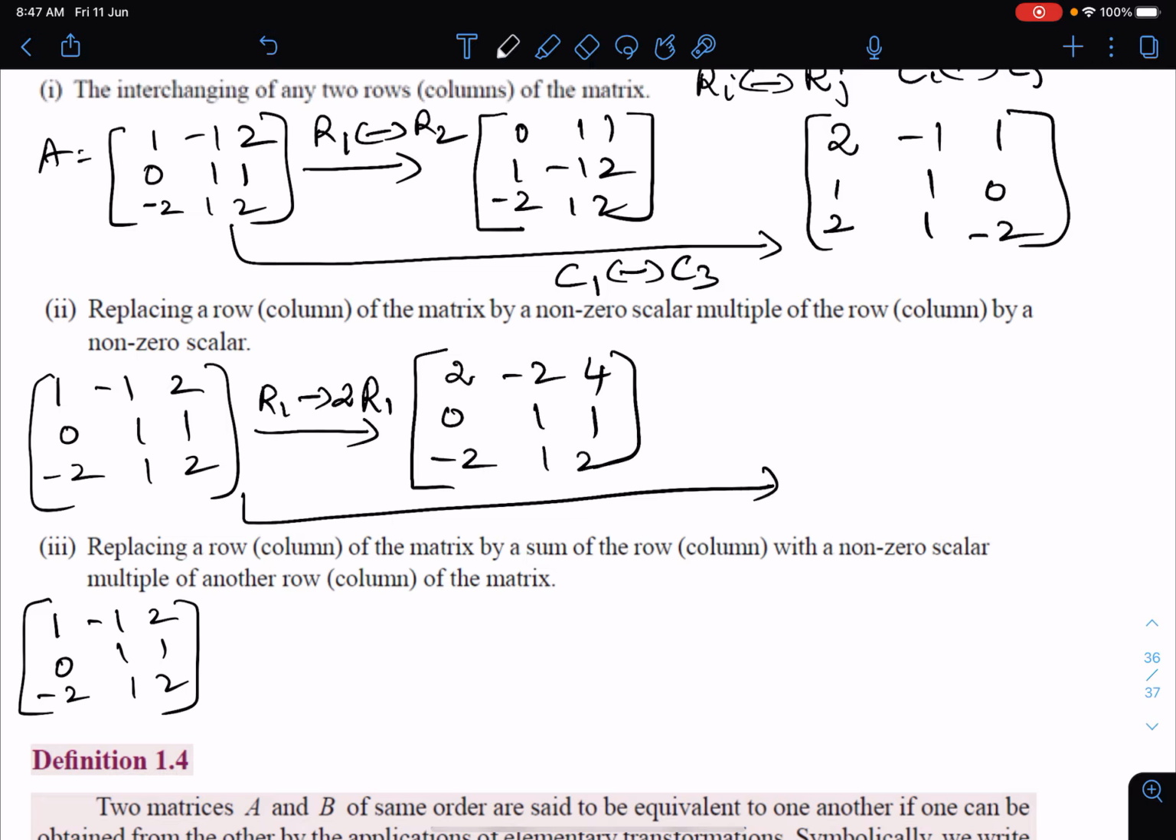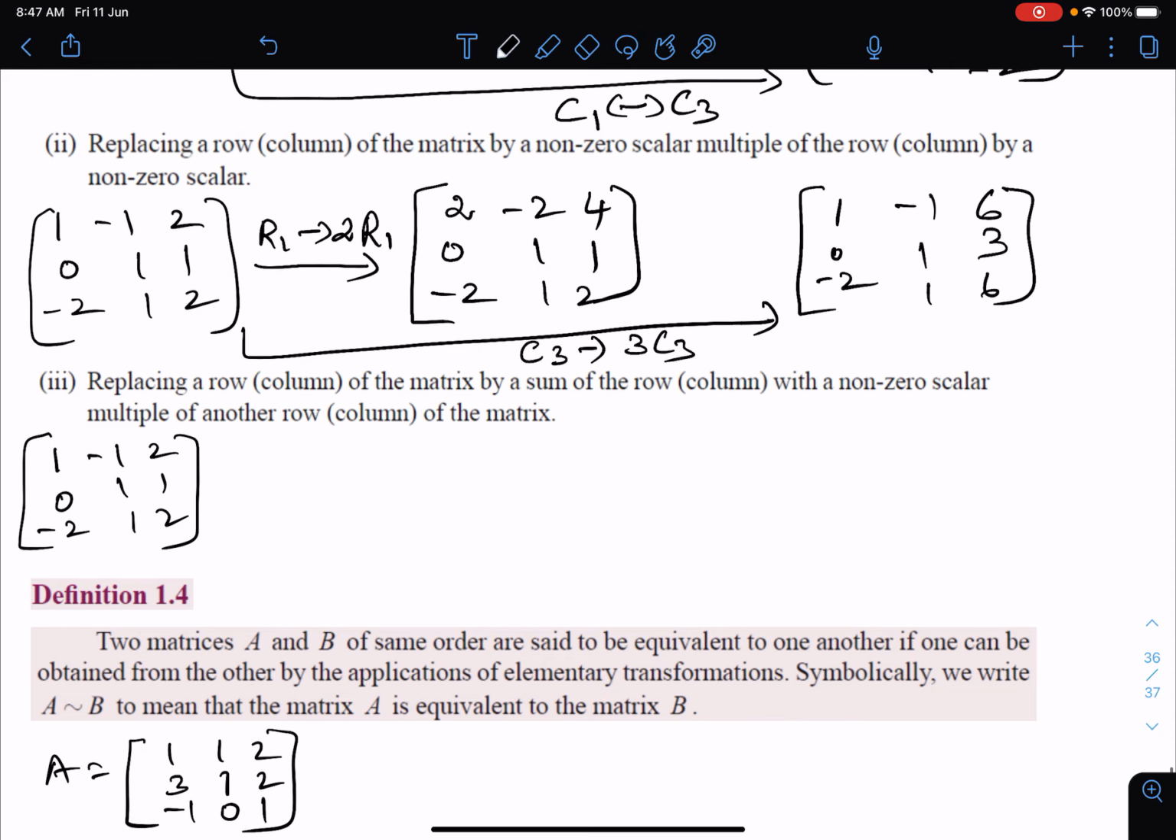If you have to do it with your column, you are going to do it as C3 to 3C3, where your column 1 and column 2 remain the same: 1, 0, minus 2, minus 1, 1, and our third column is multiplied by 3. So 6, 3 and 6 is your answer.